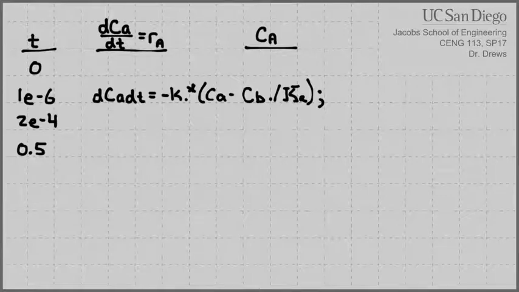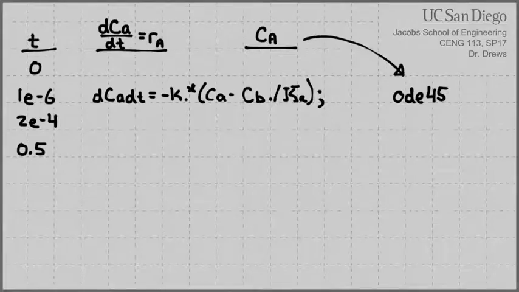Then when we wanted CA, that's what ODE45 is doing. So this is the general structure of why we only need to know those differentials and their initial conditions, and roughly how MATLAB is approximating the true value of that function.